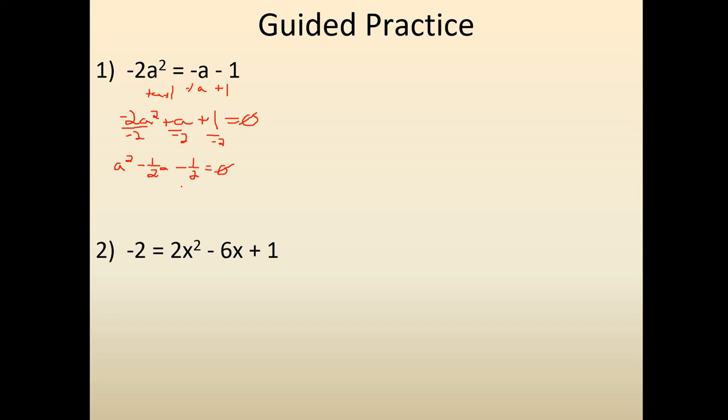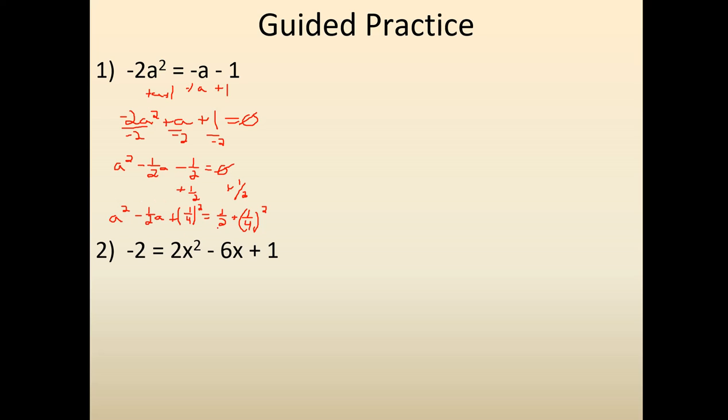Now over here, I'm going to add 1/2 to the other side. And you end up with a squared minus 1/2 a equals 1/2. Then we take that middle term, 1/2, and half it. That becomes 1/4. We're going to square it and add it to both sides. Like that.